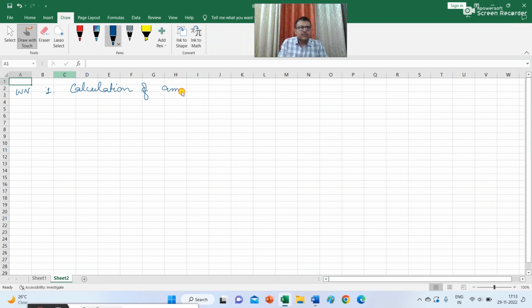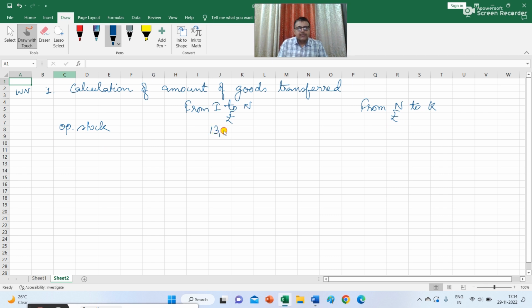So I am writing in working note number 1: calculation of amount of goods transferred, from Department I to N. And in the second column, I am writing from Department N to Department K. All the figures are in rupees. So first of all, I am writing here opening stock: 13,500 in Department I, and the value of opening stock in Department N is rupees 18,000.